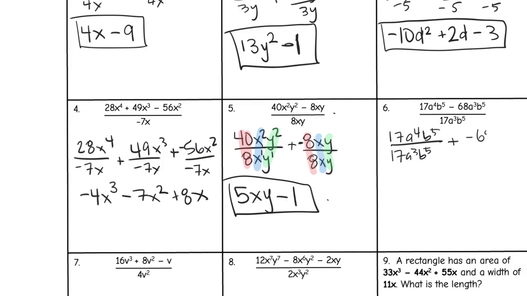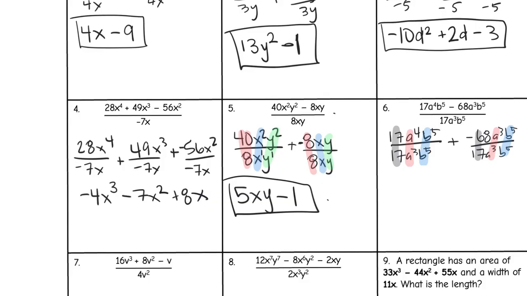Plus negative 68 a to the third b to the fifth, over 17a cubed b to the fifth. Okay, and I'm going to think about it one term at a time. So I'm going to do my constants, and then I'll divide the a terms, and then I'll divide the b terms. And I will do the same thing over here. Divide constants, then a's, and then b's. And we kind of think about them separately, because those are the like terms.